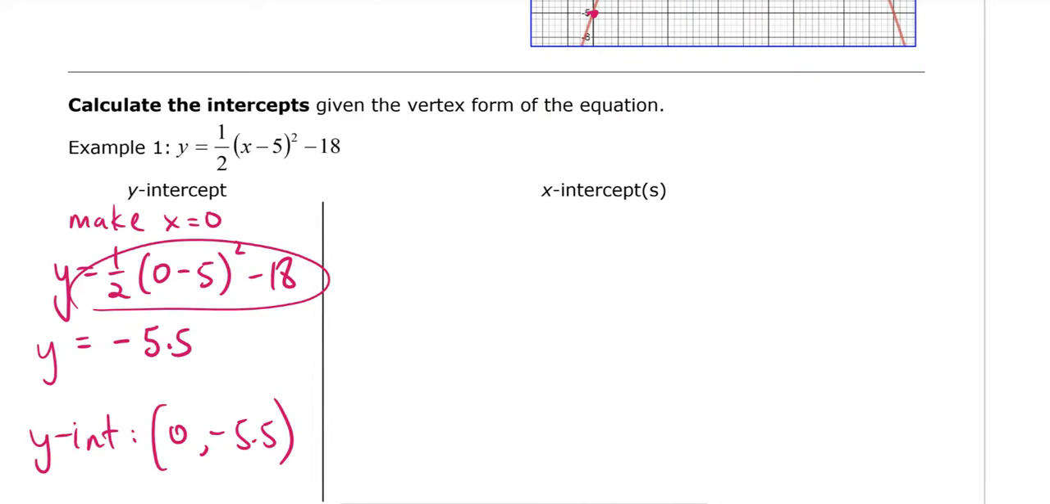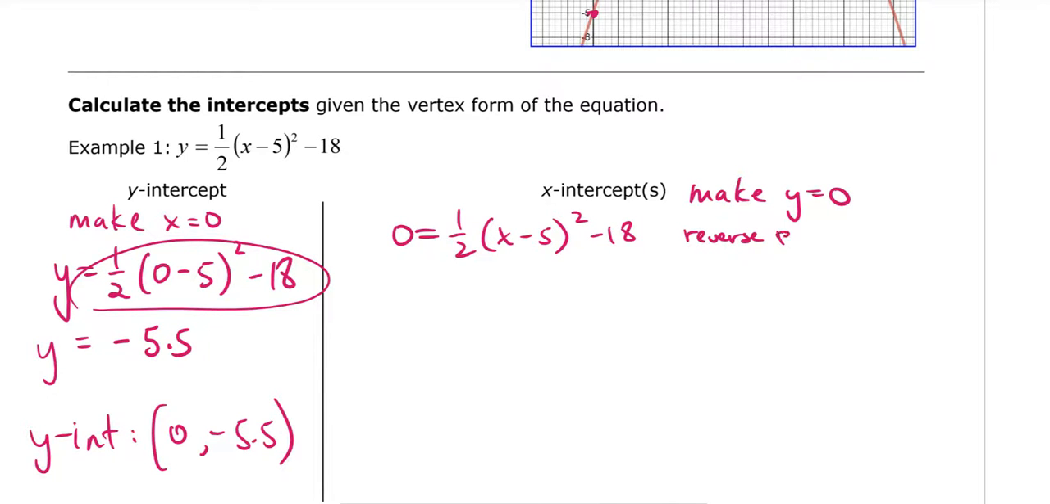What about the x-intercepts? Well, you're going to make y equal to 0. Right? There's no factored form here. You just can't read the x-intercepts. So you have to find them by making y equal to 0. So here it is. 0 equals 1 over 2 (x minus 5) squared minus 18. And we're going to solve for x by reversing BEDMAS to isolate x.